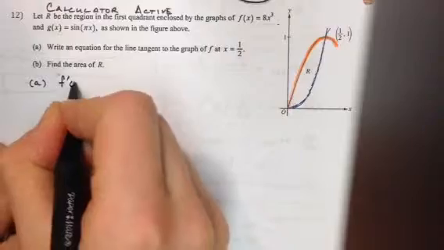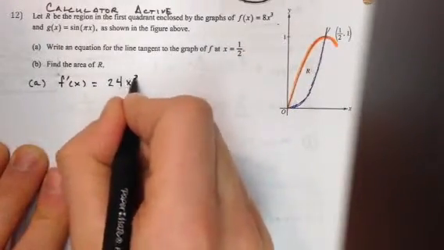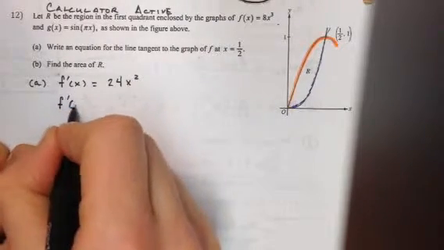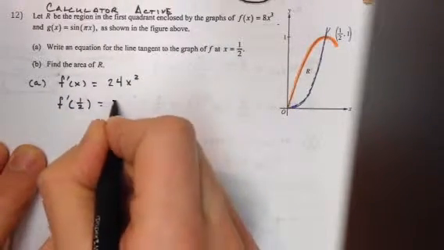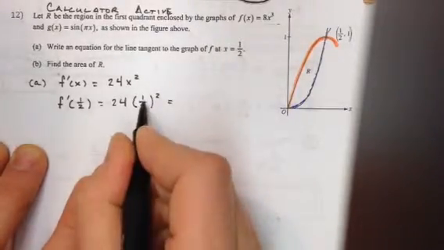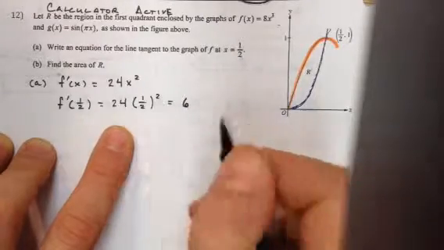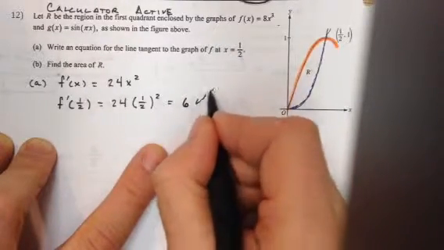So f prime of x would be equal to 24x squared. So f prime of 1/2 is 24 times 1/2 squared. Half squared is 1/4. 1/4 of 24 is 6. Therefore, that's going to be our slope.